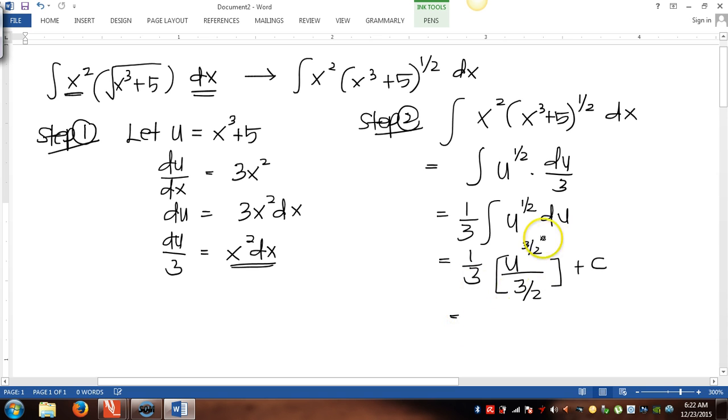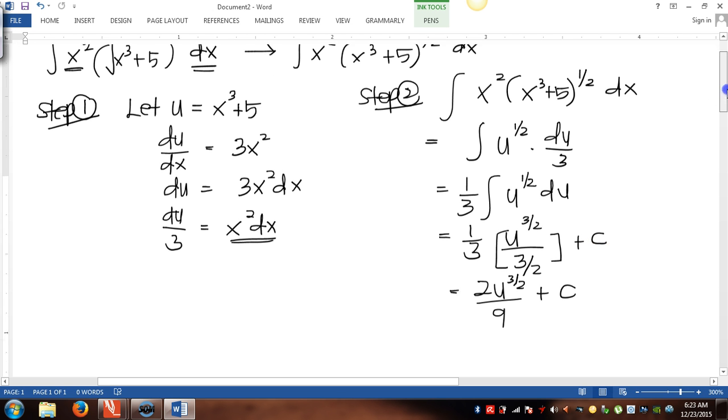Then we have to simplify this fraction. The 2 moves to the numerator, and we get 2 over 9, right? 3 times 3 equals 9. So we get 2u to the power of 3 over 2, over 9, plus c. So this is your second step.